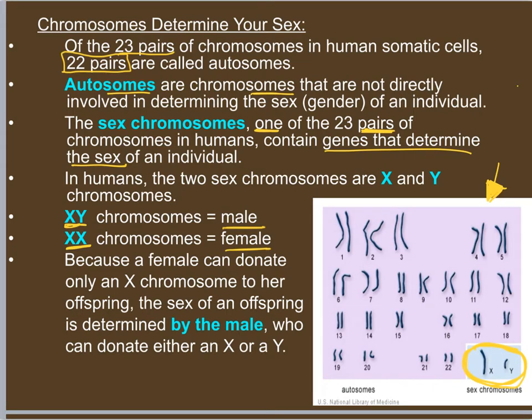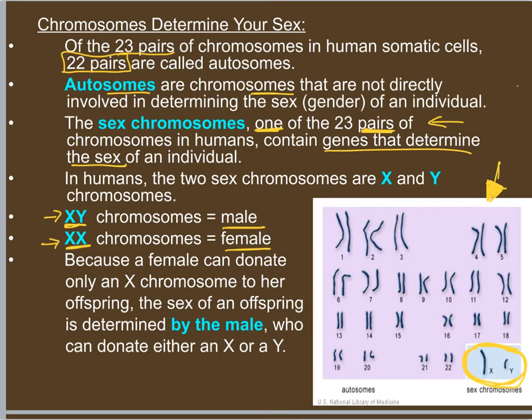Because the father can donate either an X or a Y. That's what I'm getting at. So this is your one pair. Like I said, the sex chromosomes, you have one pair. Okay, so if you're a boy, you have XY. That's your pair. If you're a girl, you have XX. That's your pair. The rest of your chromosomes are going to be autosomes.